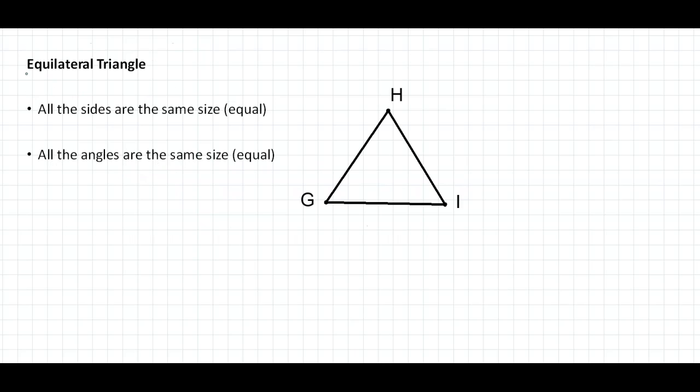So we have the equilateral triangle. Equilateral means that all sides are equal. All sides are equal in an equilateral triangle, and by extension, all the angles are also equal. So this is what we mean when we say an equilateral triangle. Just to recap, in an equilateral triangle, all sides are equal and all angles are equal.